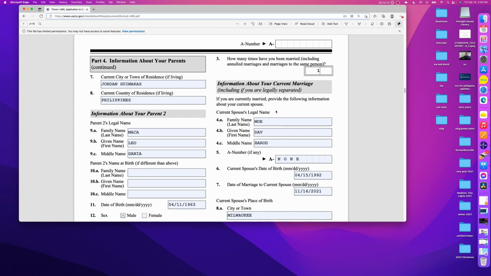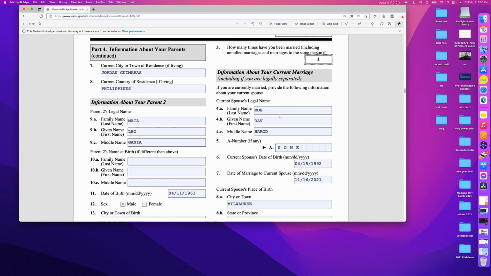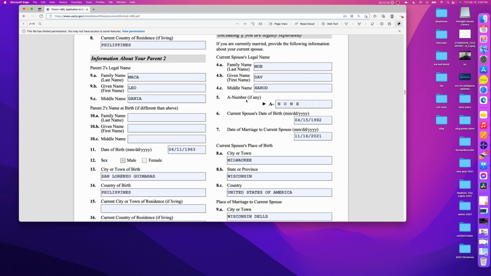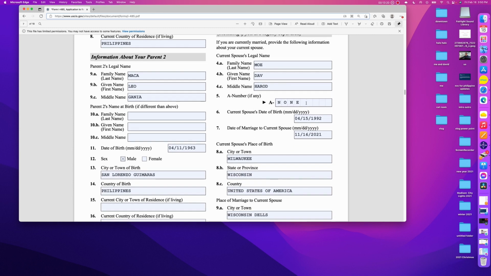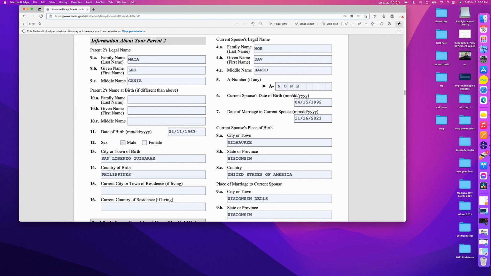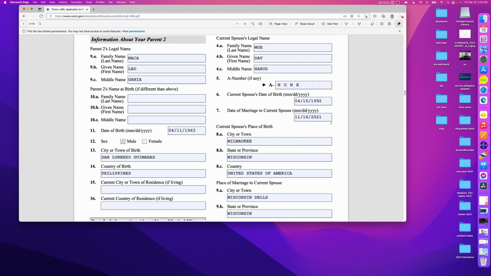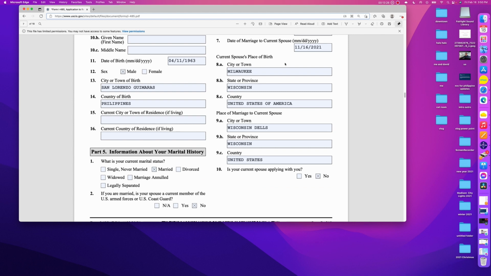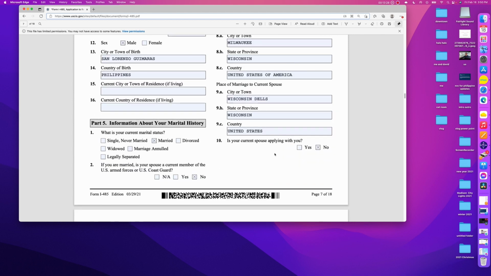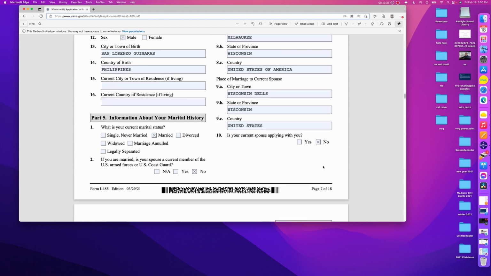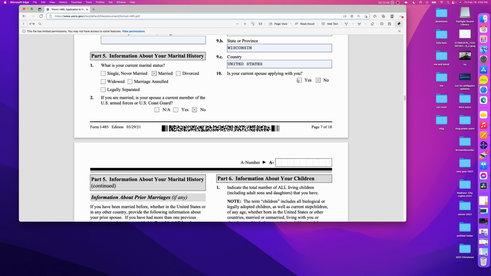For numeric answers, you put 0 or 1 or 2 or 3 or however many. And then, name of your current spouse. All right, that's it. My husband doesn't have an A-number. Only social security number, birthday, date of marriage, very easy. Current spouse, place of birth, that's all. If your current spouse is applying with you, no, guys. If you're a K1, no. But if you have a different status or different visa, maybe your spouse is applying with you, you can put yes. Okay, next.